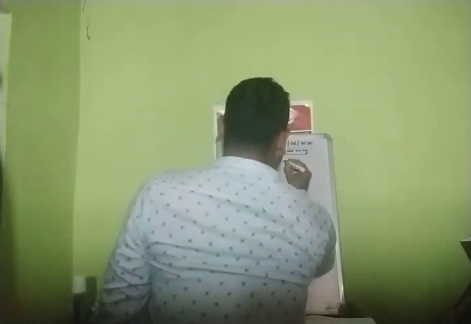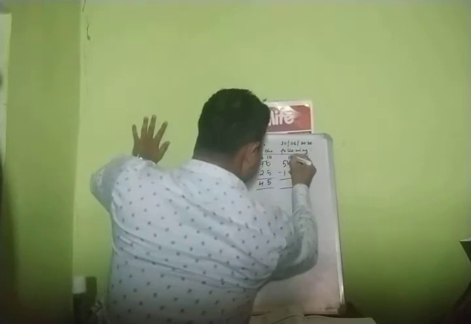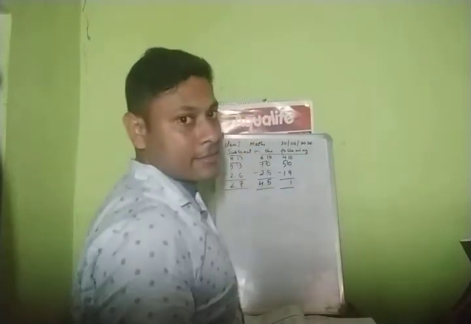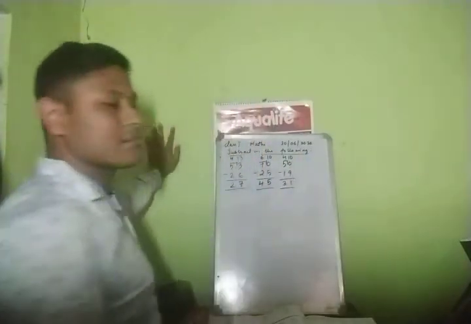50 minus 19. 50 minus 9. Again 0 is there. Directly borrow. 1, 0, 10. From 5 you give 1, 4. So 9, 1, 10. 4 minus 1. 4 minus 1. 3. Easy?